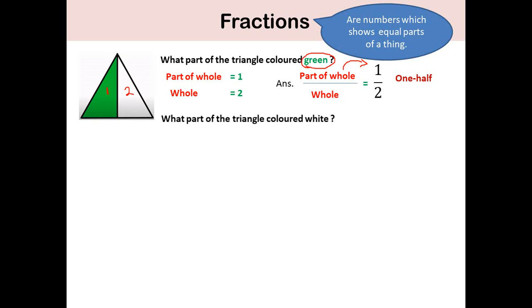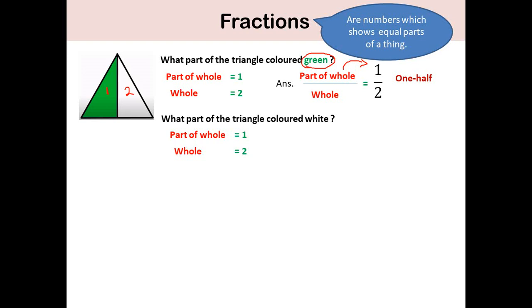What part of the triangle is colored white? Can you answer this? Only one part has been colored white, right? So part of whole equals 1, because only one part of the whole triangle has been colored white. Now what is whole? See, this triangle has been divided into how many equal parts? Two equal parts, 1, 2. So whole equals 2.